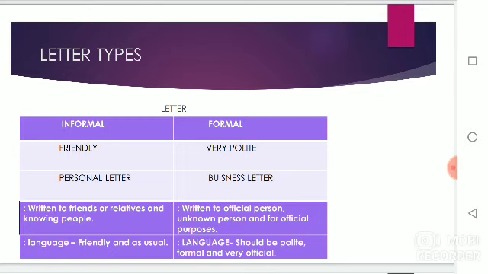When you talk to your principal, when you talk to somebody who is in a very official position and who is sitting in authority, that time you take the help of a polite way of discussing any matter or talking to that person.